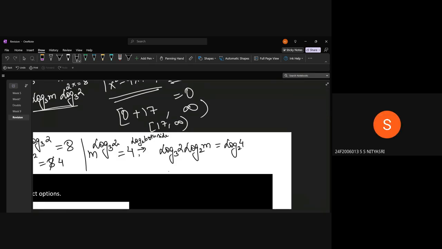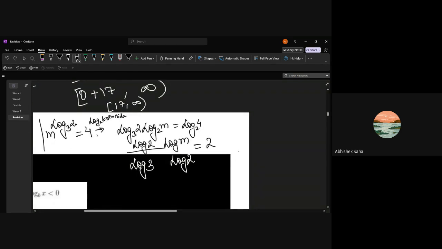Yes, sir. Now what can we do? Change of base rule, you remember. Just change the base to 10 to make it easy. Using the change of base rule, we can write log of 3m over log of 2 is equal to 2.